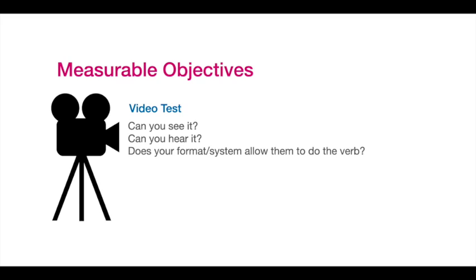So that's a little bit about Bloom's, and now we're going to get into actually thinking about how to make our learning objectives not only match Bloom's, but also be observable and measurable when we're thinking about assessments. When I'm thinking about measurable objectives, one of my favorite ways to think about it is with the video test. Can you see it? Can you hear it? And then one last one that I've added on is, can your system, or the format that you are performing this assessment or training in, actually allow the learner to do the verb that you say they're going to do?